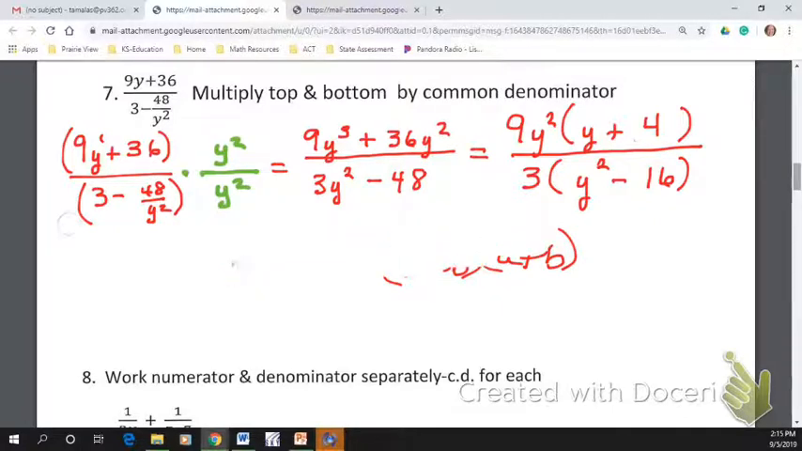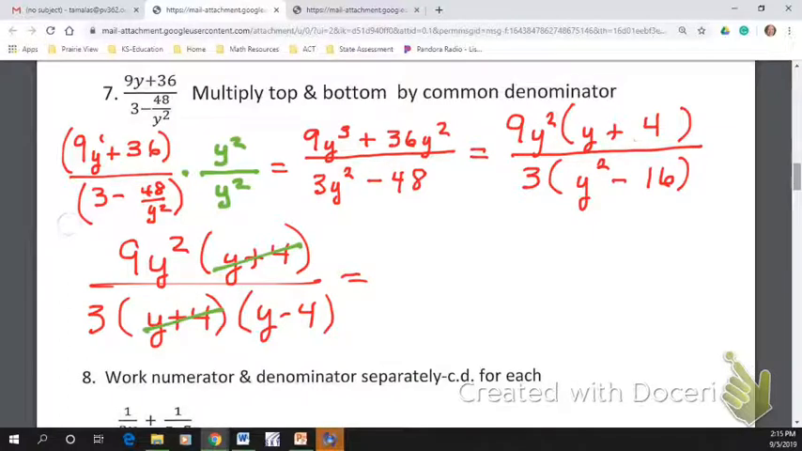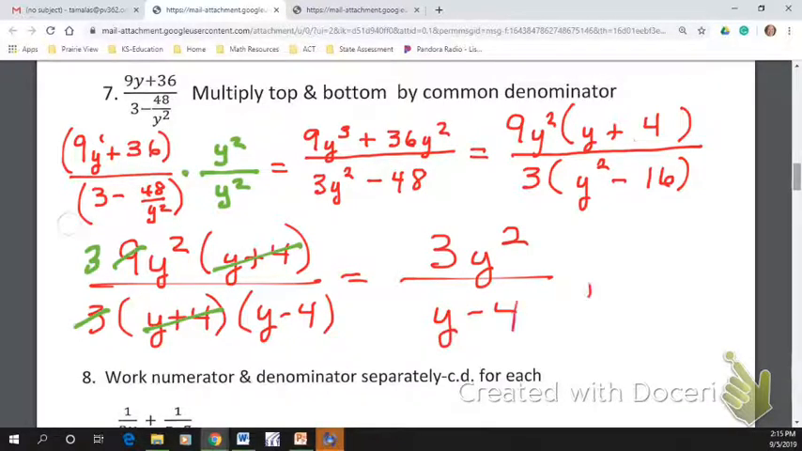Okay, so that being said, we're going to factor this thing one more time. My numerator is done. I can't do anything else with that. So you're just going to put the 9y squared on top. So these cancel. What about the 3 and the 9? Reduce those. 3 goes into 9 3 times. So now I am left with 3y squared on top, y minus 4, and that is your answer.